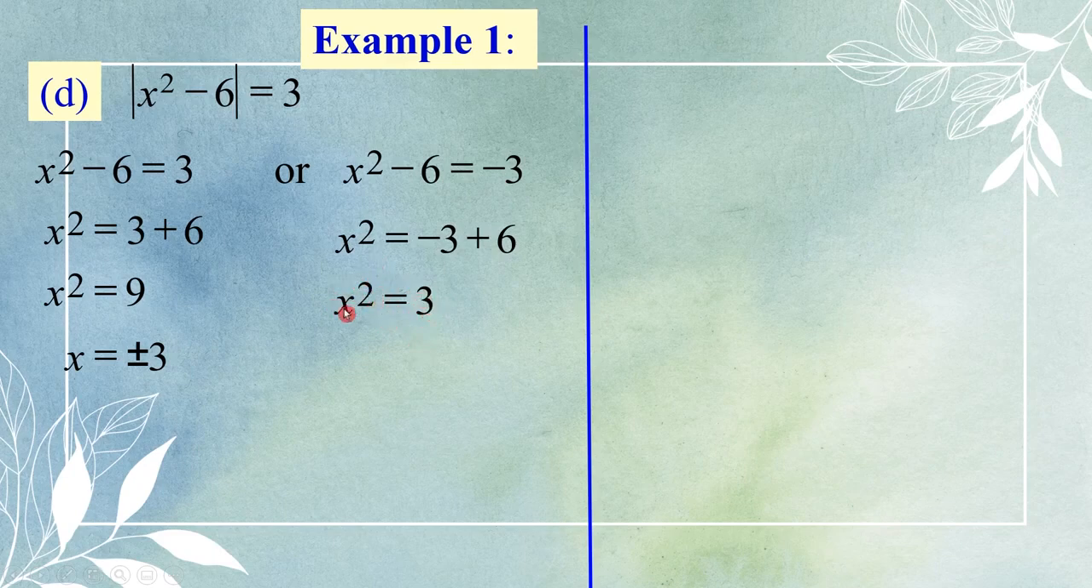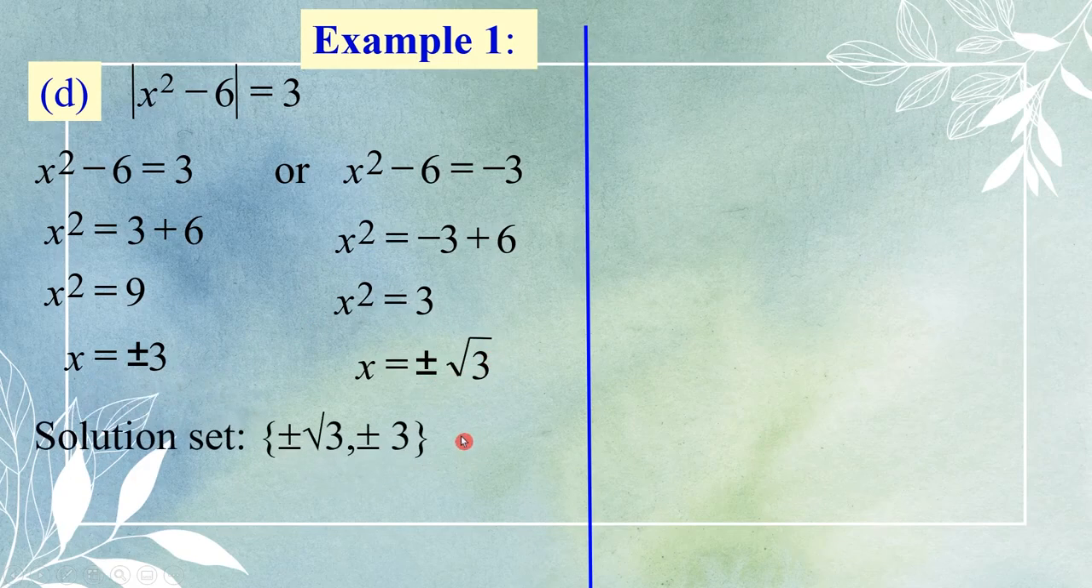We want to get rid of the square, therefore we square root both sides. It will give us positive, negative square root of 3. Therefore, we can write our answer in a form of solution set like this. Bear in mind that we're going to write the smaller number first.